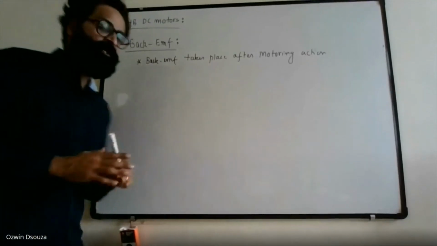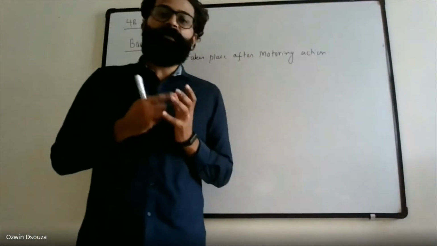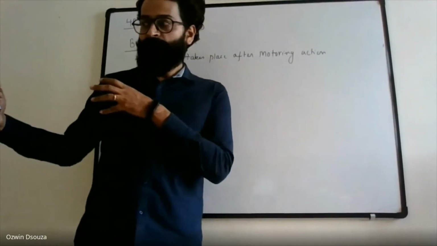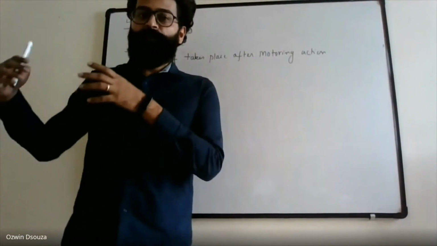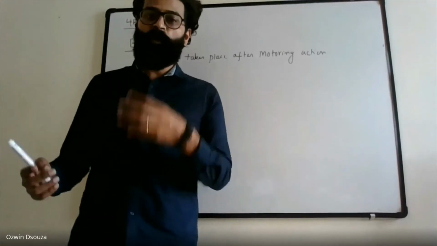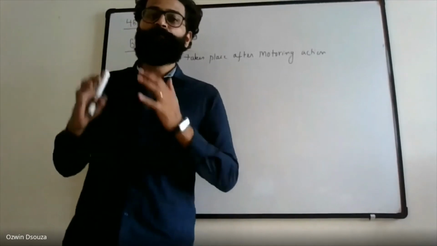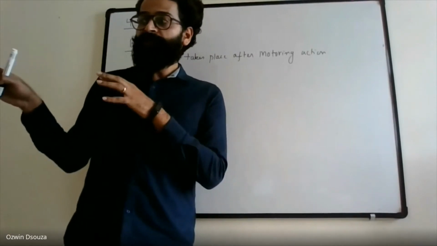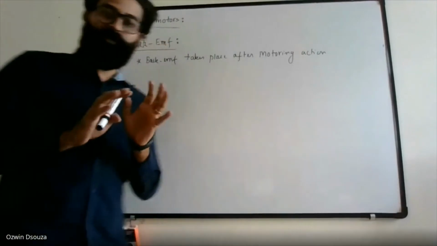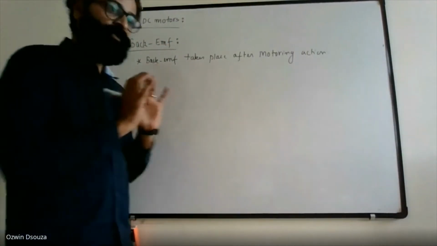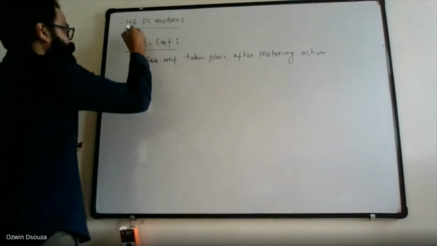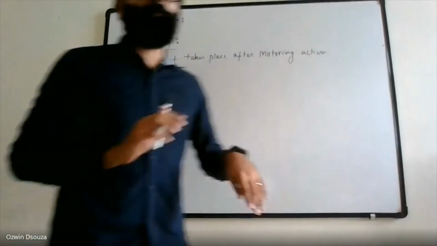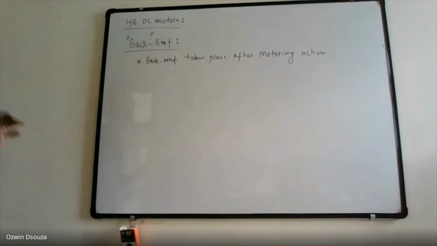Now, the direction of the back EMF can be given by Lenz law. So as per Lenz law, the induced EMF in the armature opposes the cause. So this back EMF tries to oppose the cause. Okay, so since the EMF is trying to oppose the cause, or it is trying to push back the source current, that's the reason it is called back EMF.